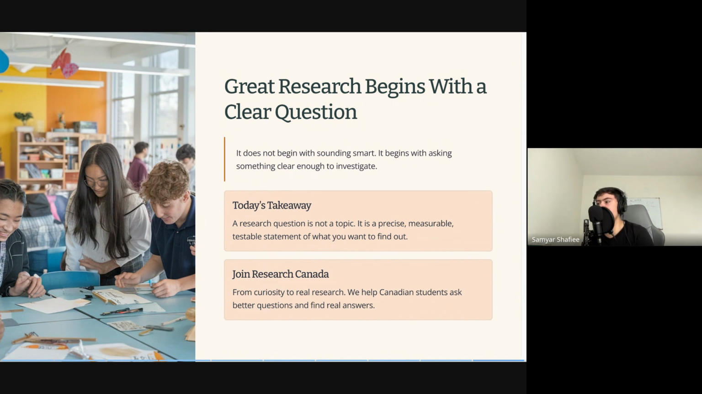If we want to take away something from this meeting and this session, it would be the following: a research question is not merely a topic. It is a precise, measurable statement of what you want to find out. A research question is not like any other question that you have. It is very specific and precise. At Research Canada, we help Canadian students and students across the globe to ask better questions and find real answers.